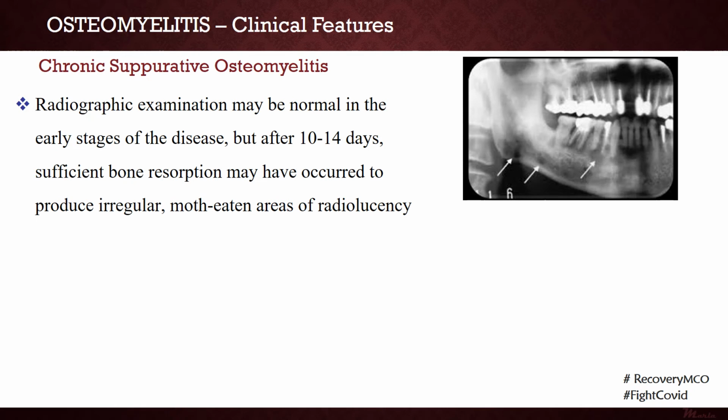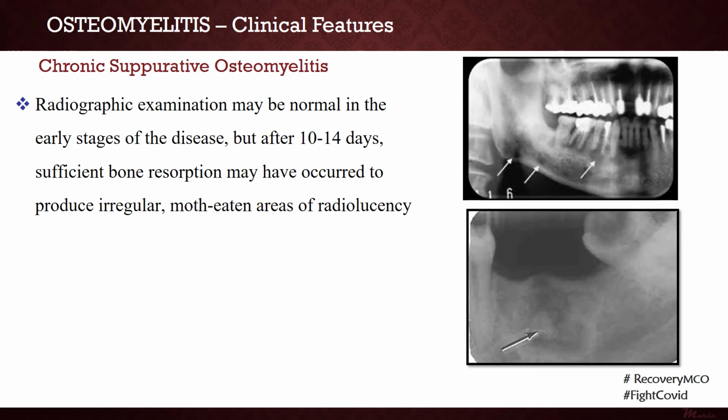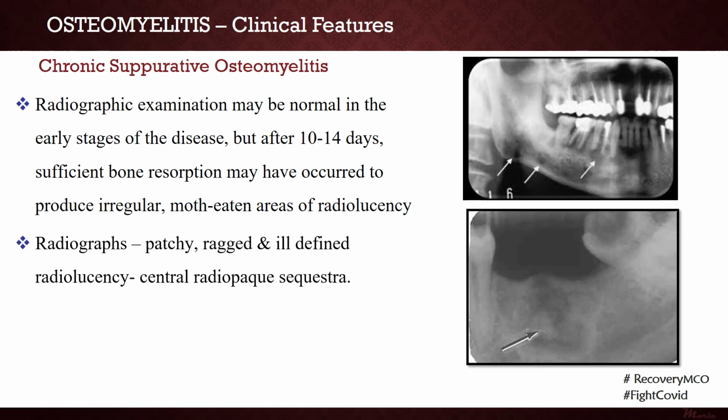Radiographic examination, as we discussed before, during the early stages, that is 10 to 14 days, the radiograph may not reveal any significant feature. However, following 14 days, there may be bone resorption, producing irregular moth-eaten areas of radiolucency. These are features of acute osteomyelitis. However, in the chronic stage, the bone loss would progress further, leaving behind patchy, ragged, ill-defined radiolucencies, which would be surrounding a central radio-opaque bone, which is representing the sequestra.